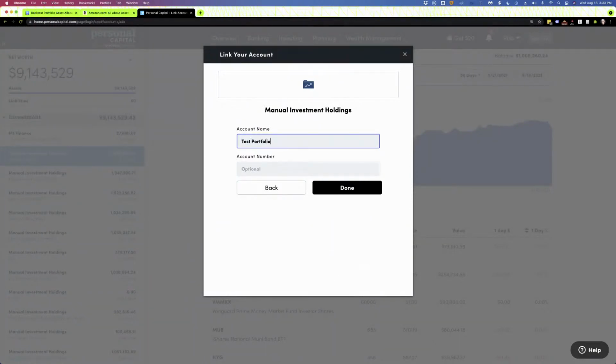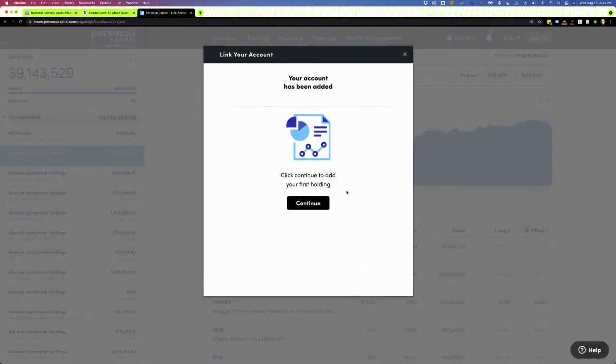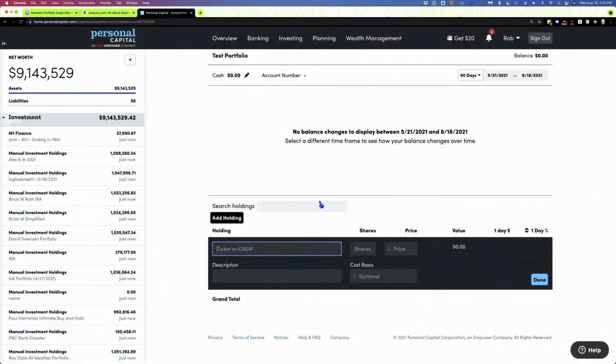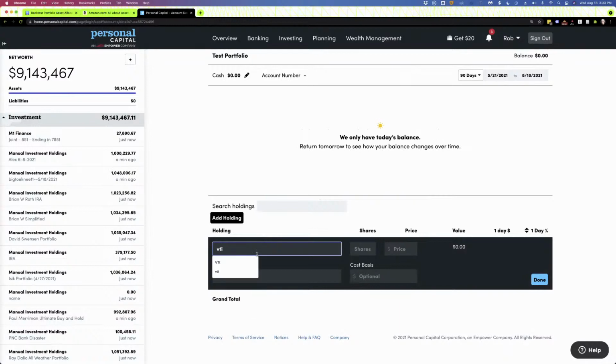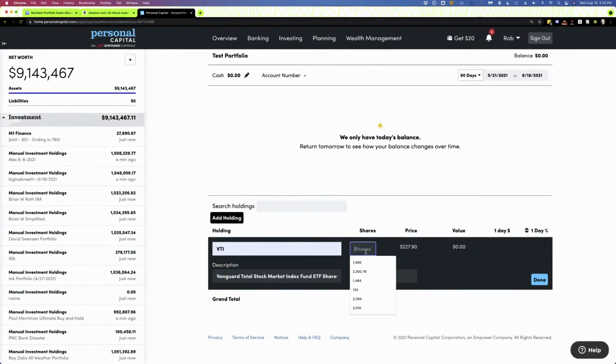give it a name, and then you click Done, and you get this screen. And you can just start adding your investments, right? So we could put in VTI. And if you hit the tab button, it brings in the price. I'm assuming that's accurate. The name of the fund, in this case, the Vanguard Total Stock Market, and you can put in your share number, whatever.